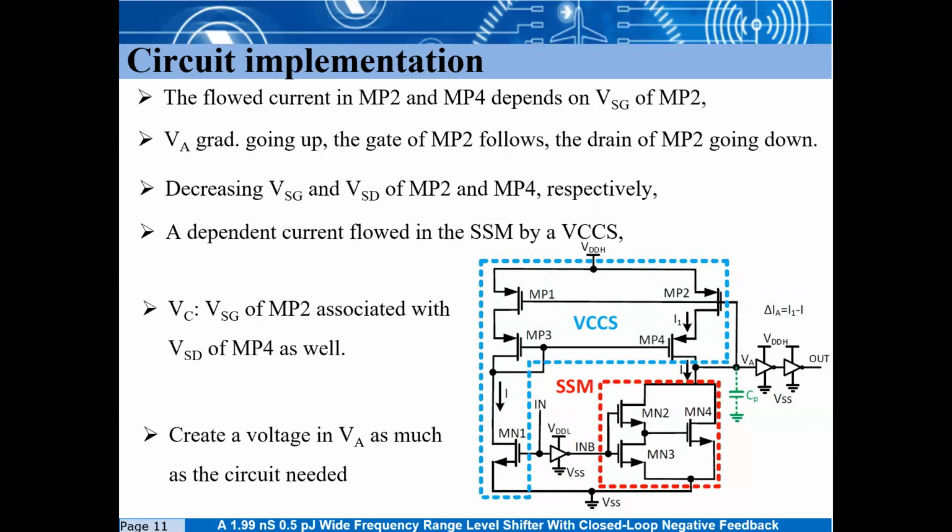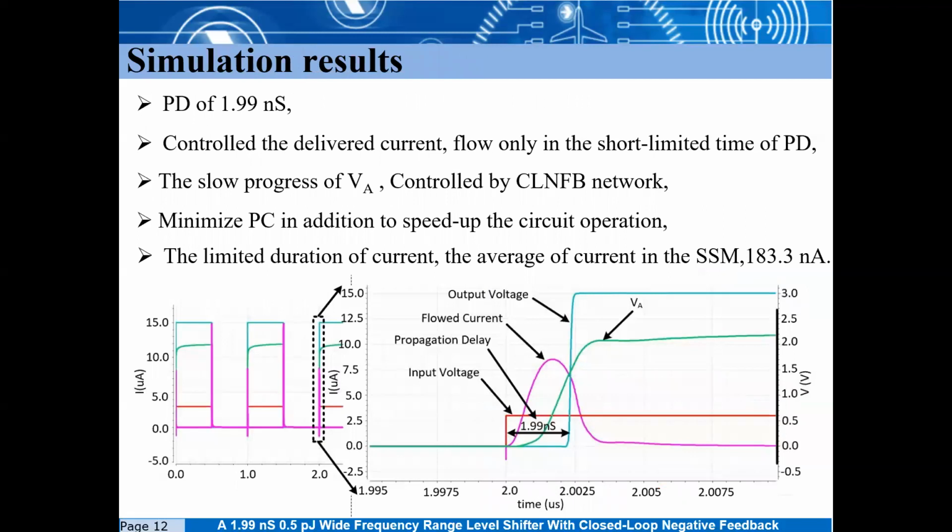As a result, VSG of MP2 and VSD of MP4 are decreasing. In other words, a dependent current flows in the SSM through a VCCS in which the controlling voltages are VSG of MP2 together with VSD of MP4, creating a voltage in VA as much as the circuit needs, to avoid extra, uncontrolled power dissipation. It means that the closed-loop negative feedback saves a considerable amount of energy.